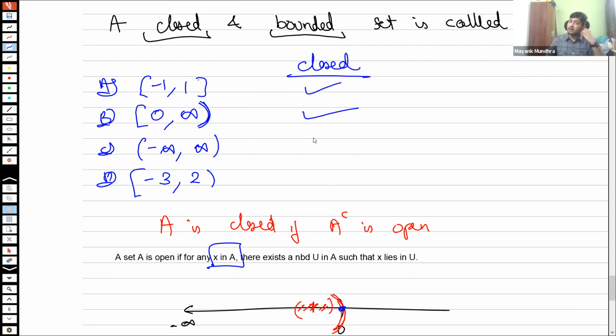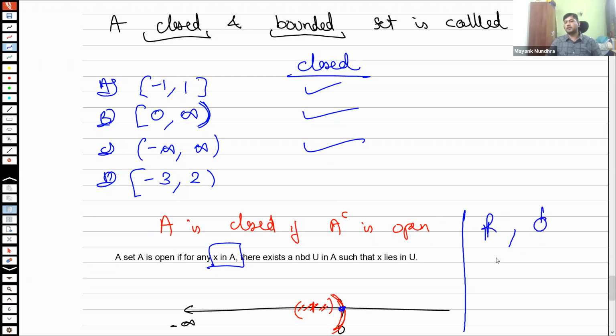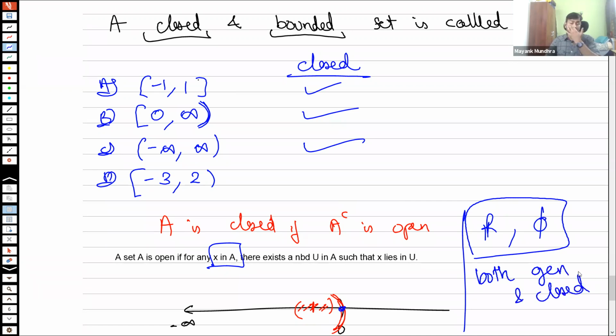Okay. Is this thing closed? Yes, sir. This is closed because I told you two sets, R and phi, are both closed and open. These are the only two sets which satisfy this property. This thing, is it closed? No, sir. No. Is it open?